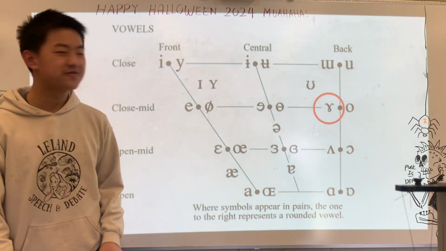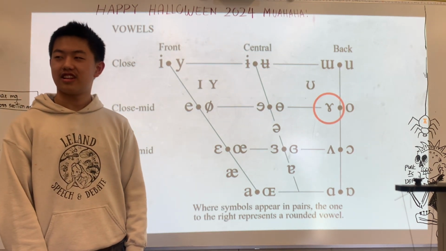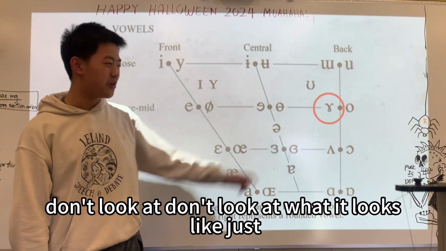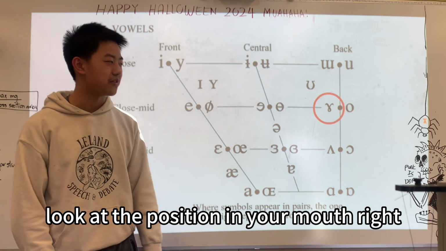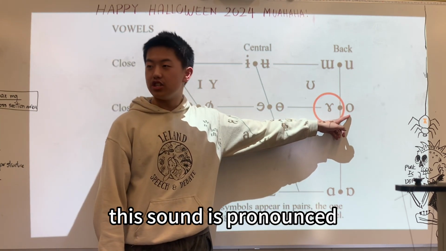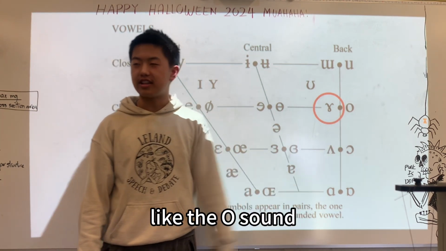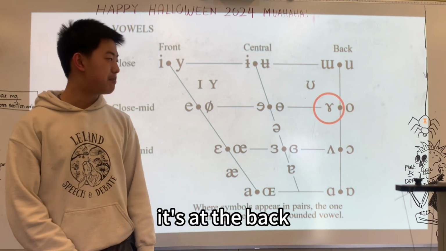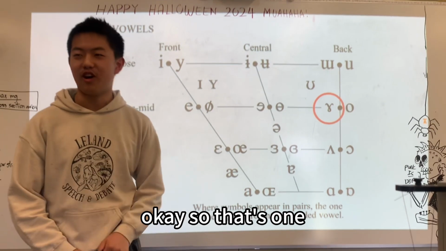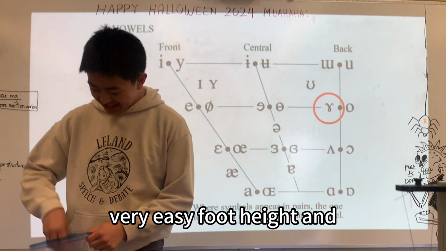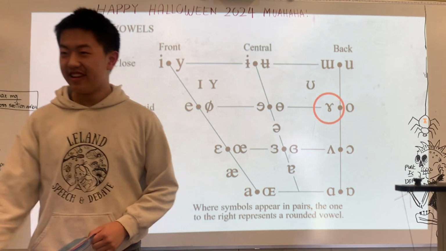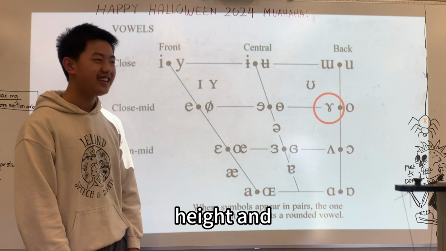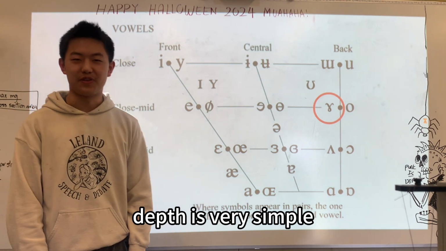So this one. That looks like an X. Don't look at what it looks like. Just look at the position in your mouth. Okay, I'll give you a hint. This sound is pronounced like the O sound. Go ahead. It's at the back. Okay, yeah. So that's one. Very easy. Height and depth is very simple.